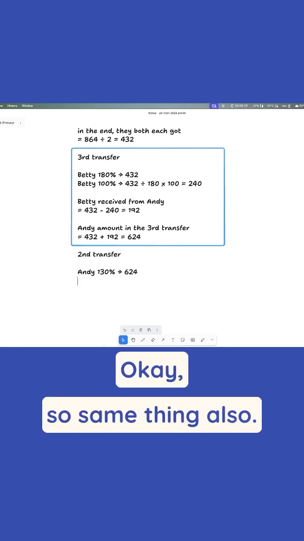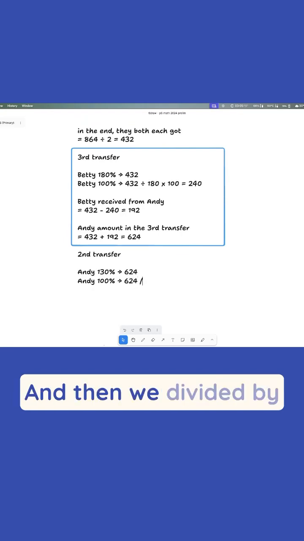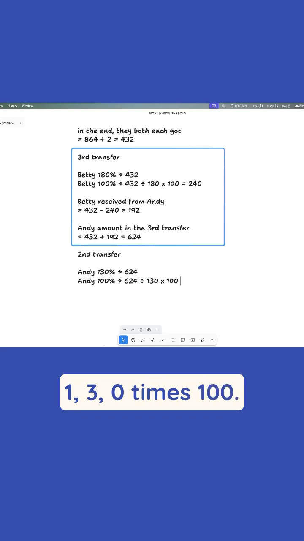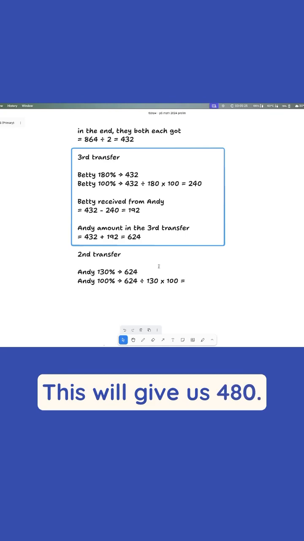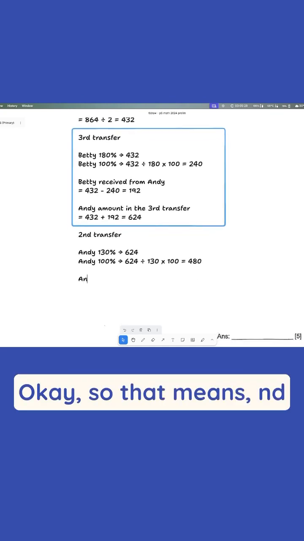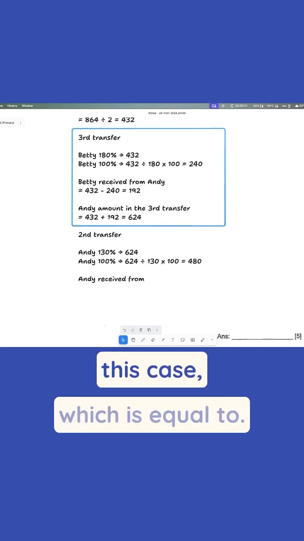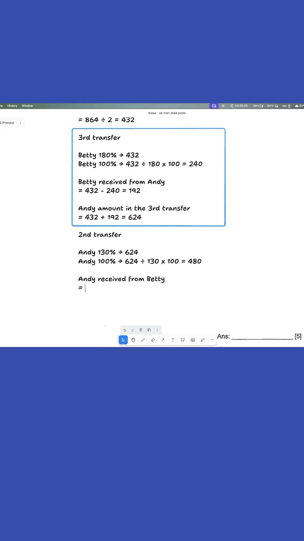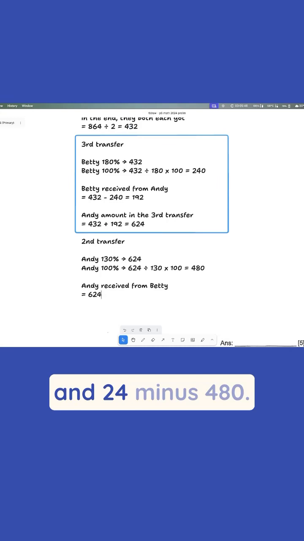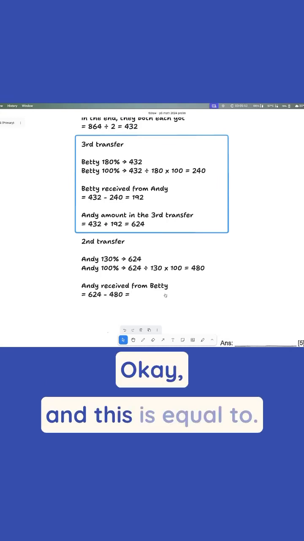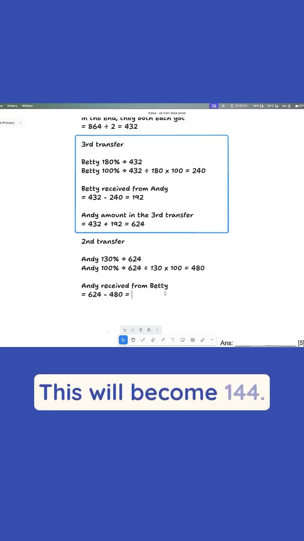Same thing, Andy's 100% is 624 divided by 130 times 100. This will give us 480. So Andy received from Betty 624 minus 480, and this is equal to 144.